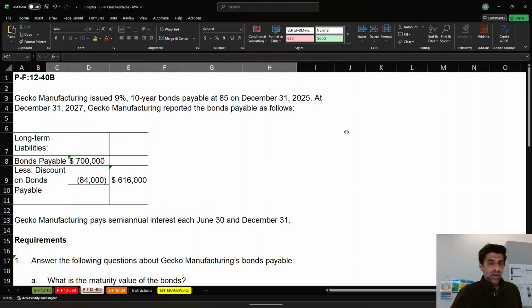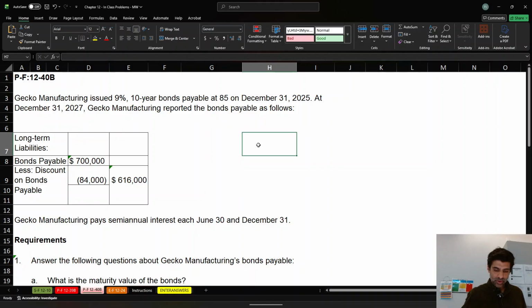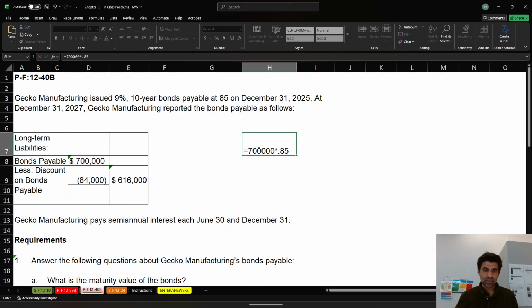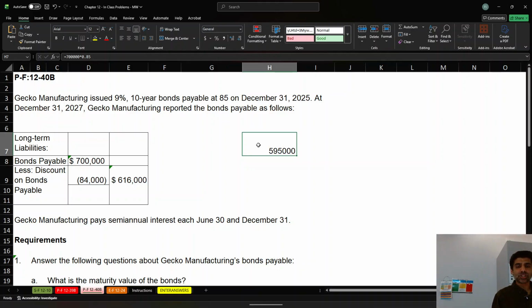Okay, so in December 25, the bond was basically issued at 85 cents on the dollar. We know that the face value is 700,000. So a simple calculation: 700,000 times 85%. That's how much cash we actually brought in, 595,000, because it's issued at a pretty steep discount. Okay, 85 cents on the dollar.